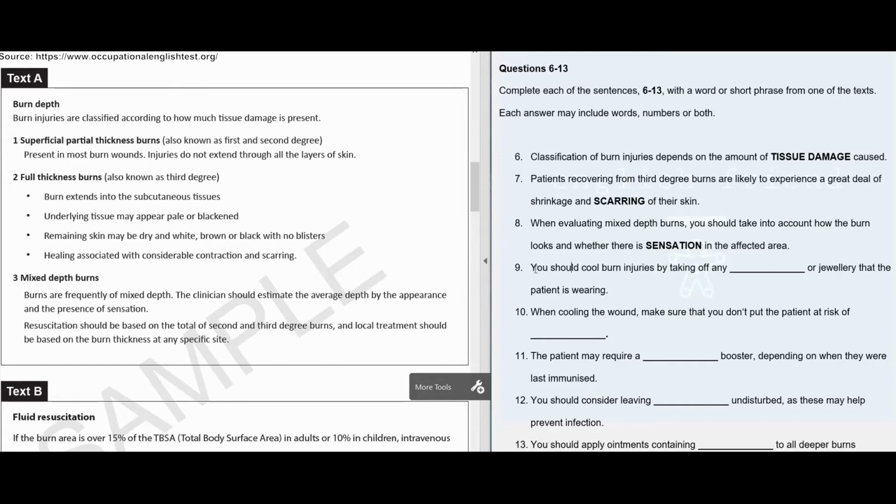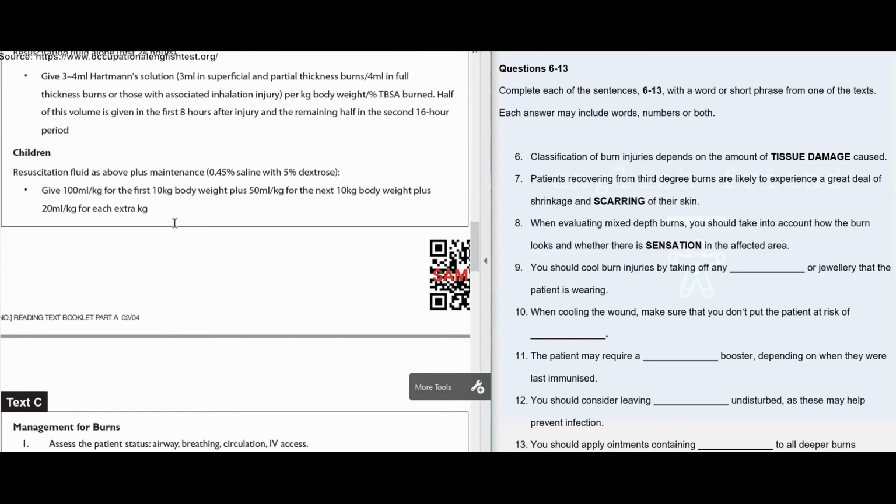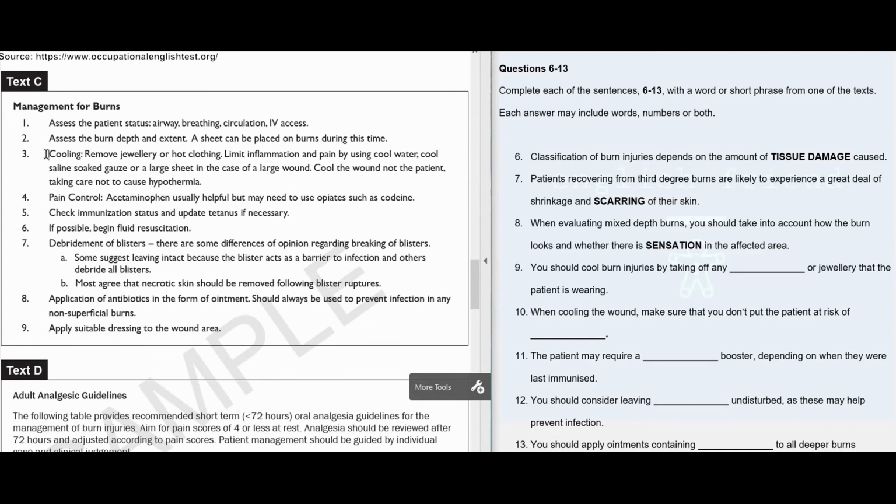Now question number 9. You should cool burn injuries by taking off any dash or jewelry that the patient is wearing. So this is under management, which is in text C. Here you may see cooling, remove jewelry or hot clothing. That's a very simple question. Hot clothing.